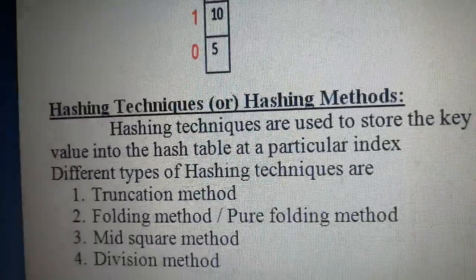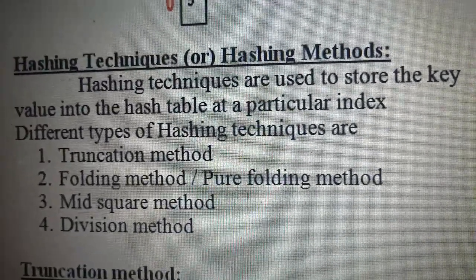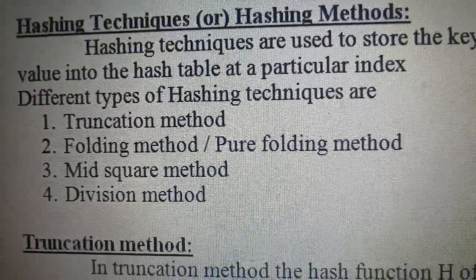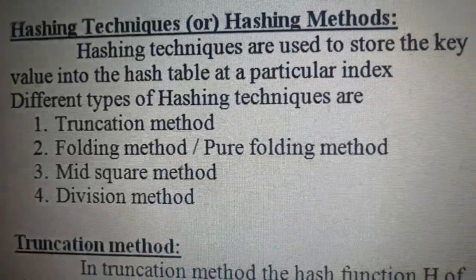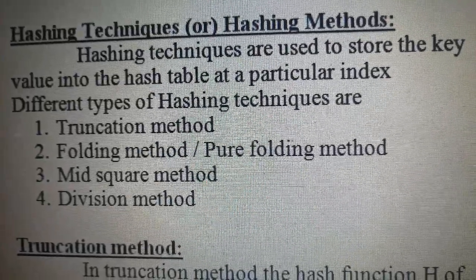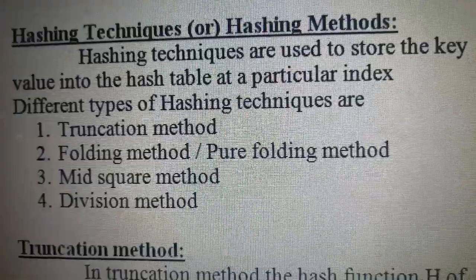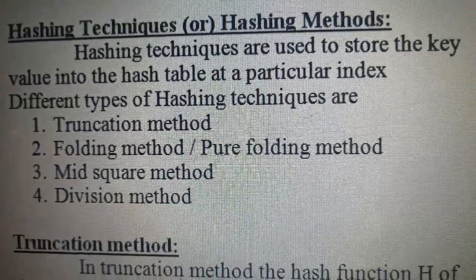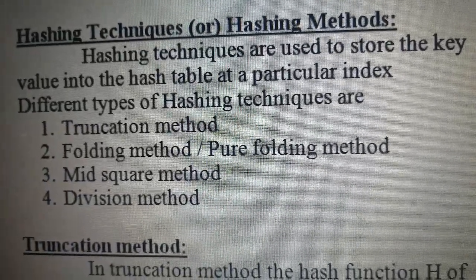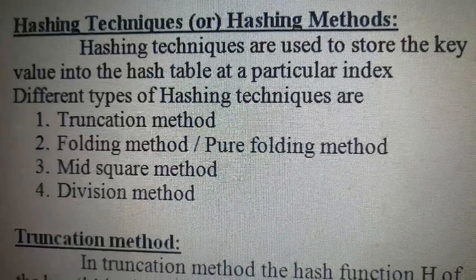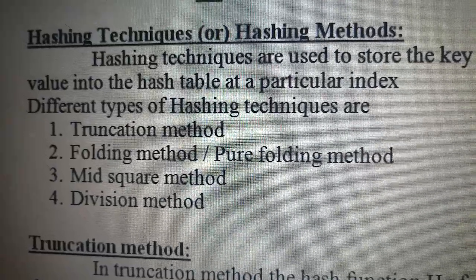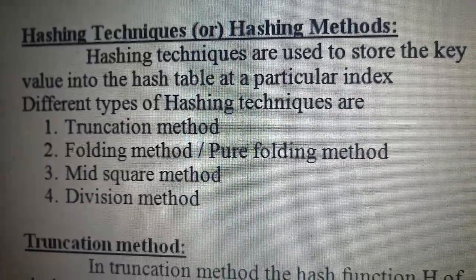Now coming to hashing techniques or hashing functions. Hashing techniques are also called hashing methods. These hashing methods are used to identify the key, that is the index, and to store the value at that particular index. A hashing method is the method used to identify a key, that is the index in the hash table. At that index we store our value.